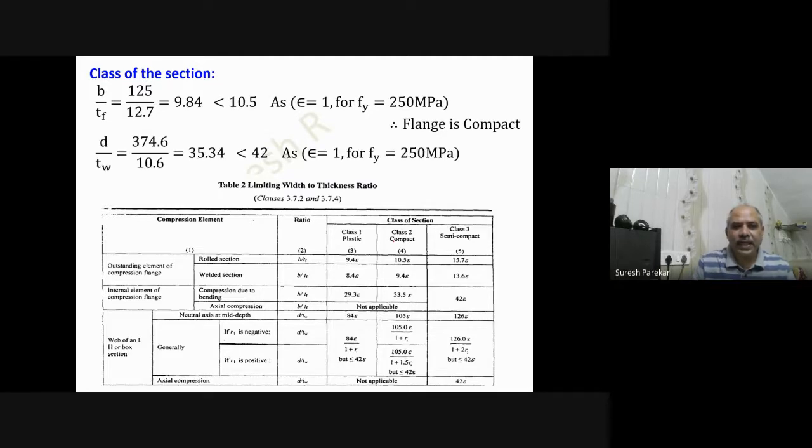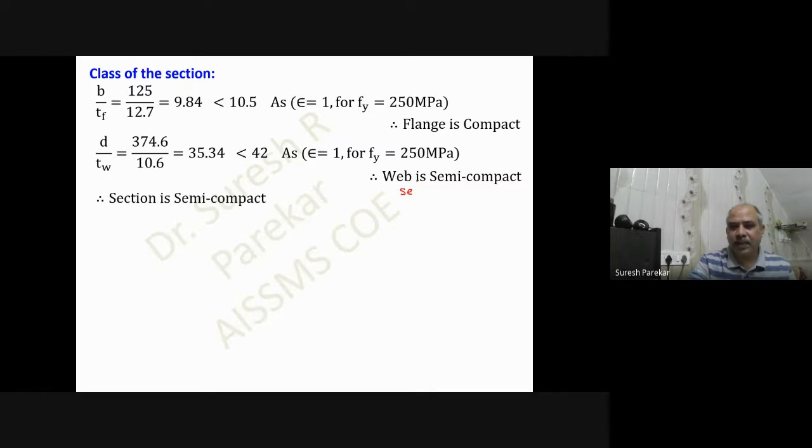Now we will go to D by TW. D is 374.6, TW is 10.6. It comes to 35.34. We have this web of an I or box section, and we have axial compression, so this value is given as 42 epsilon, and epsilon is again 1. So this value is less than 42, and therefore the web is semi-compact, and therefore our section becomes a semi-compact section.